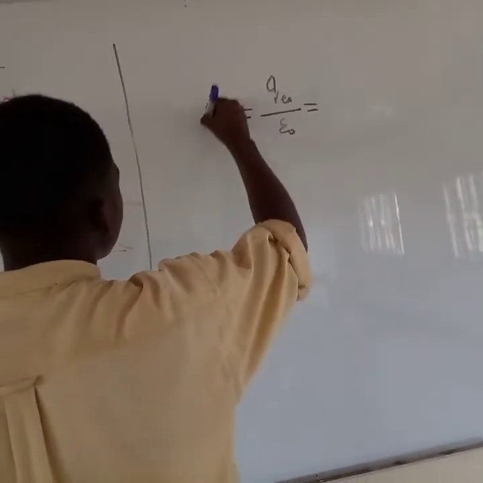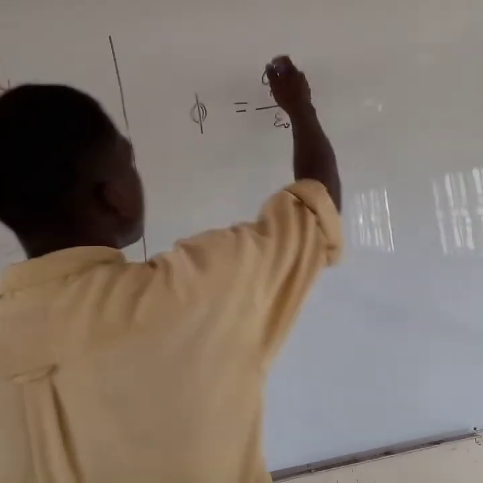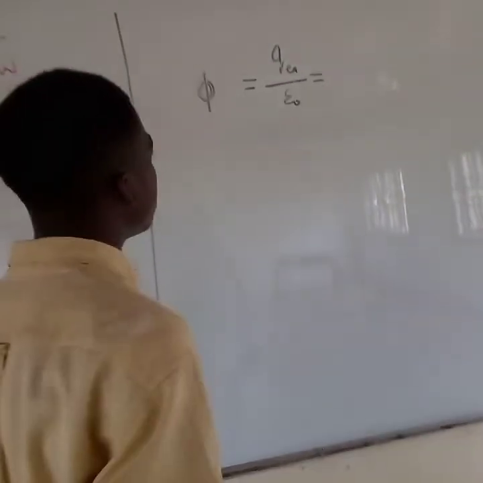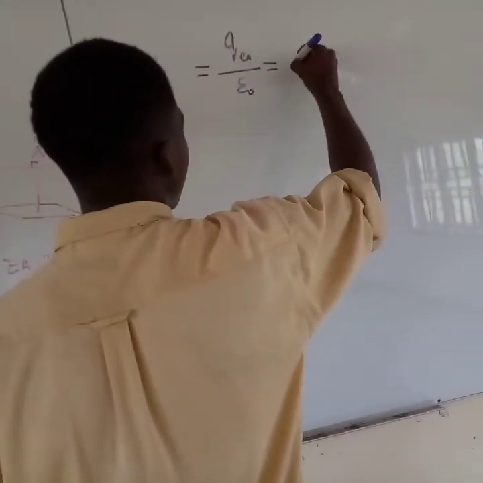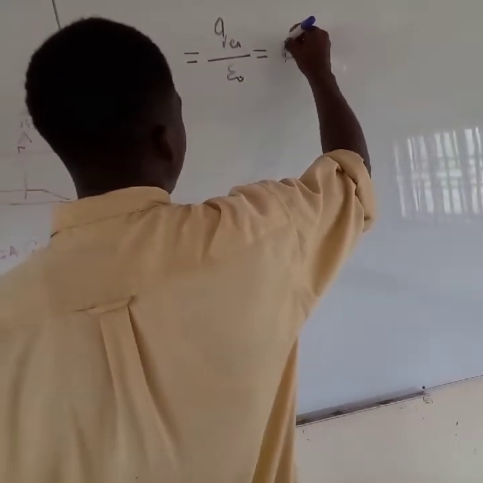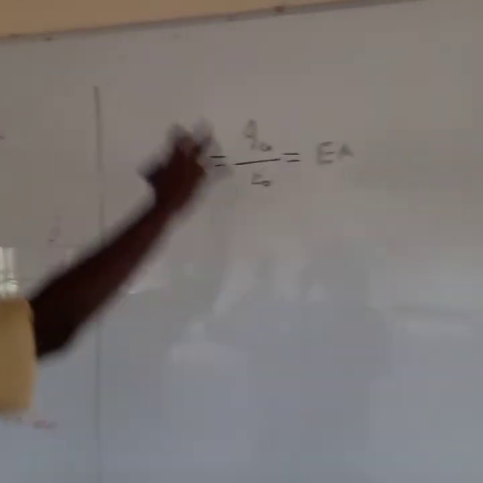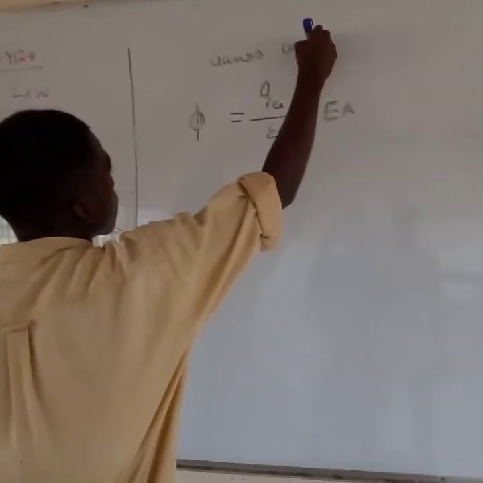Sorry, the number of field lines passing through an area, it's not the charge, the number of field lines passing through an area is equal to the charge enclosed over the permittivity. We already know that flux is equal to what? Flux is equal to field times area.